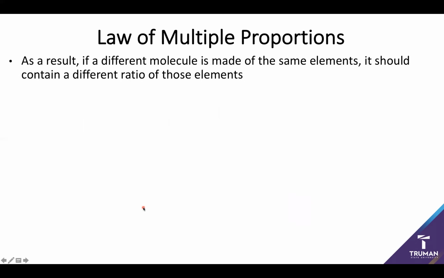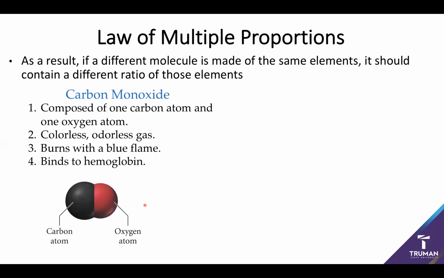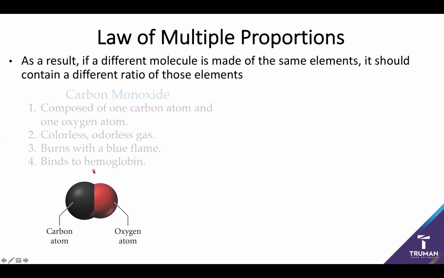One of the other important things that Dalton proposed was also called the law of multiple proportions. So if I've got two different molecules made up of the same elements, they should contain a different ratio of those elements. So let's take a look at carbon monoxide. Carbon monoxide is composed of one atom of carbon and one atom of oxygen. It's colorless, odorless. However, under exposure to oxygen, it burns with a blue flame. And one of the things it's famous for is that it binds to the hemoglobin in your body. And this is what produces carbon monoxide poisoning, as it displaces all oxygen, not allowing you to breathe.